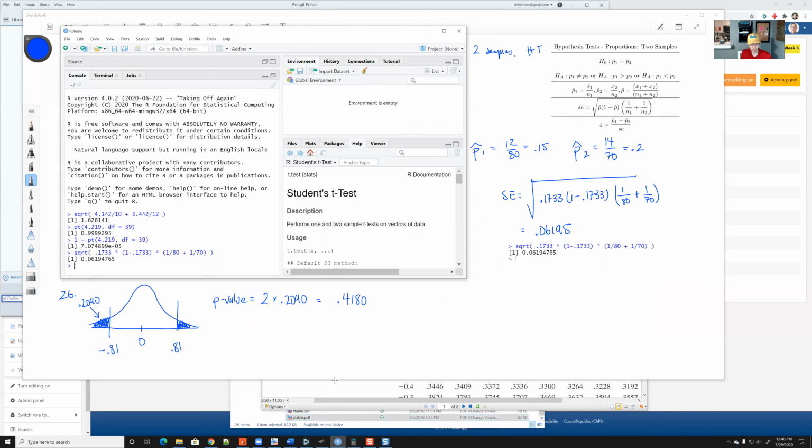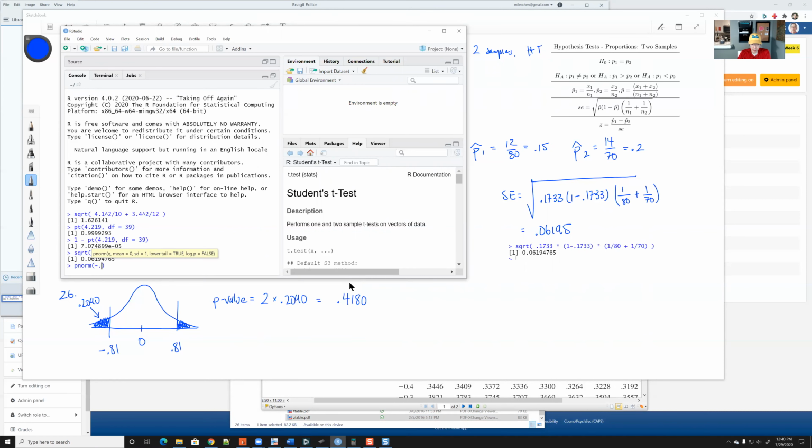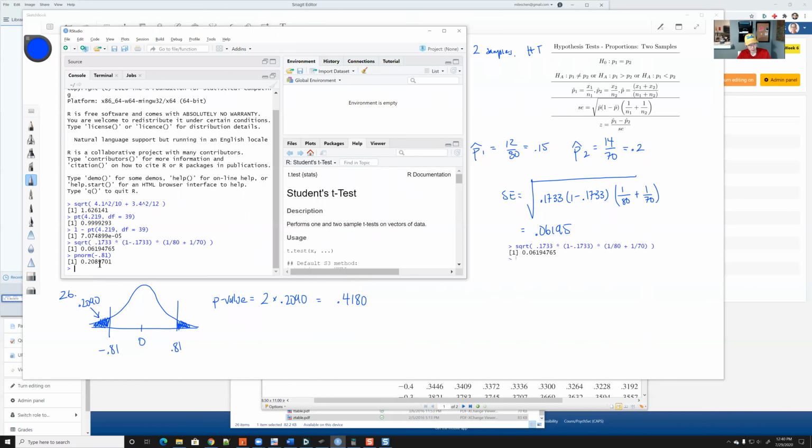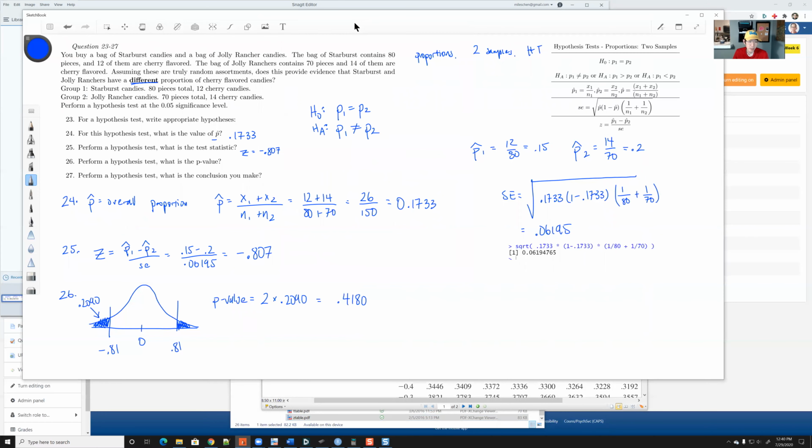I mean, we could have also gone to R and looked up pnorm of negative 0.81, and that gives us 0.209, and we multiply that by 2, get 0.418, 0.4179, something right around there. Okay, so what's the p-value? Our p-value is 0.4180, like 42%.